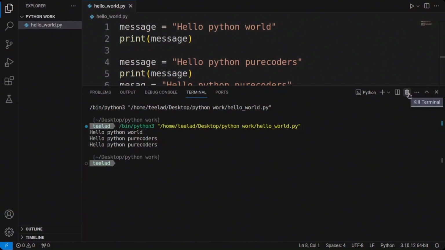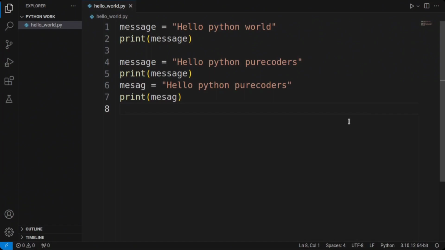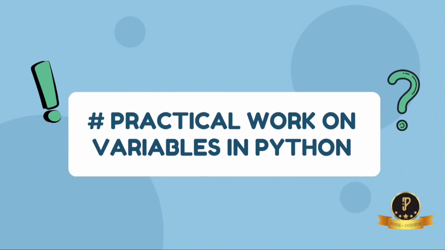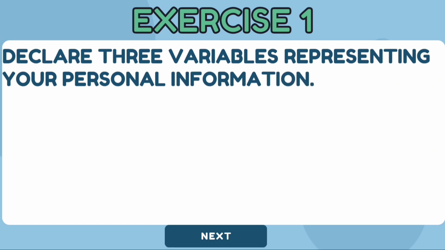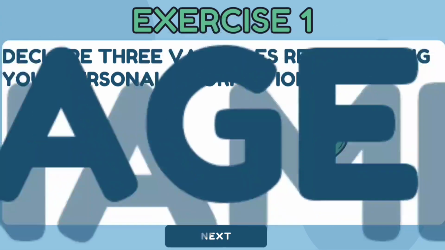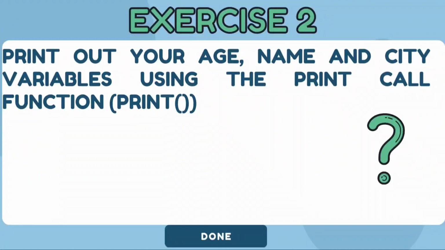Before that, I will provide a practical exercise to assess your understanding of today's topic. The solution will be presented at the beginning of the next video. Let's proceed with Mr. Bot. Practical work on variables in Python. Declare 3 variables representing your personal information, which include age, name, and city. Print out your age, name, and city variables using the print function.